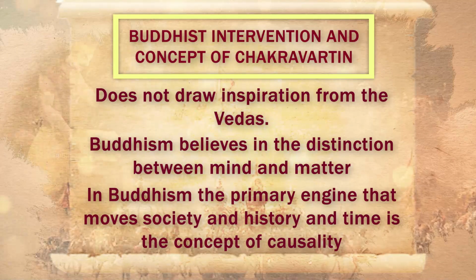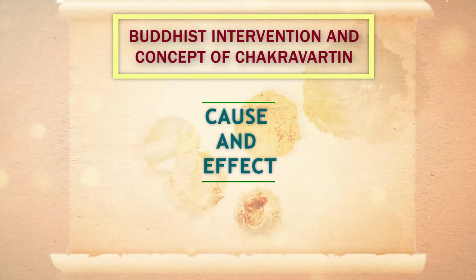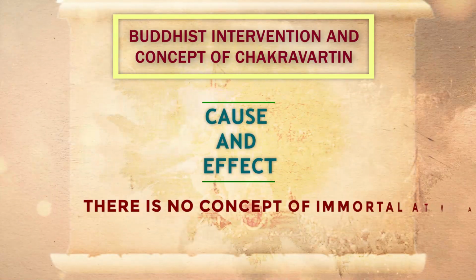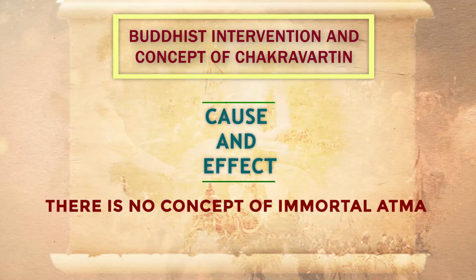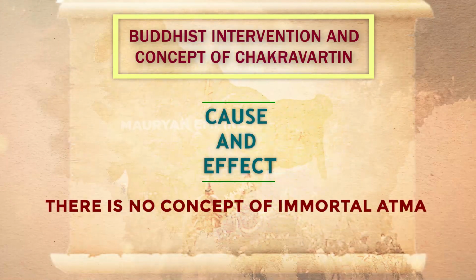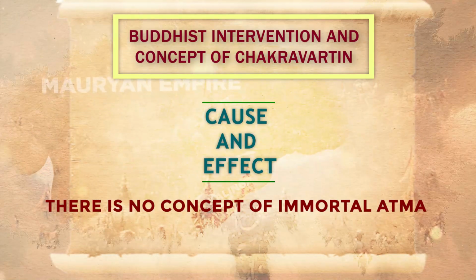In Buddhism, the primary mover or the engine that moves society and history and time is the concept of causality. Things are related to one another because of cause and effect, a series of cause and effect. There is no concept of an immortal Atman, as in Vedanta, in Advaita we see. There is an Atma which is immortal. Atma does not die. This Atma has to be liberated through good karma and following of dharma.